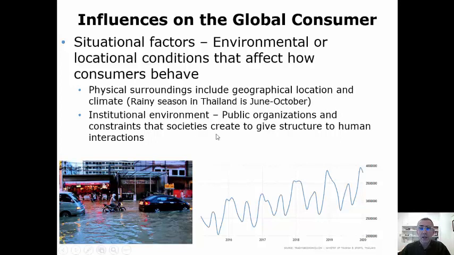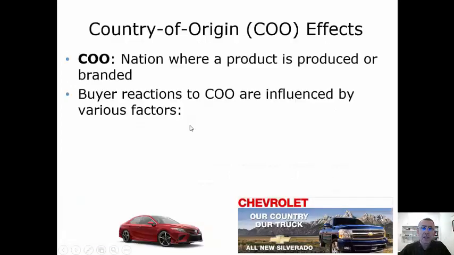The institutional environment: public organizations and constraints that societies create to give structure to human interaction. We could go many different directions there. The author talks about Greece and how, for a while, the government of Greece set the time when businesses were allowed to open and close. I don't know if this is still current, but per the author, businesses in Greece could not stay open past a certain time. I think it was 9 p.m. So those would be examples of that.